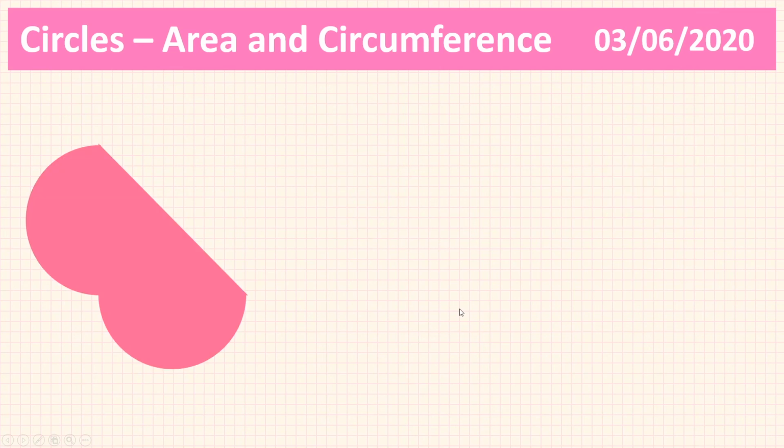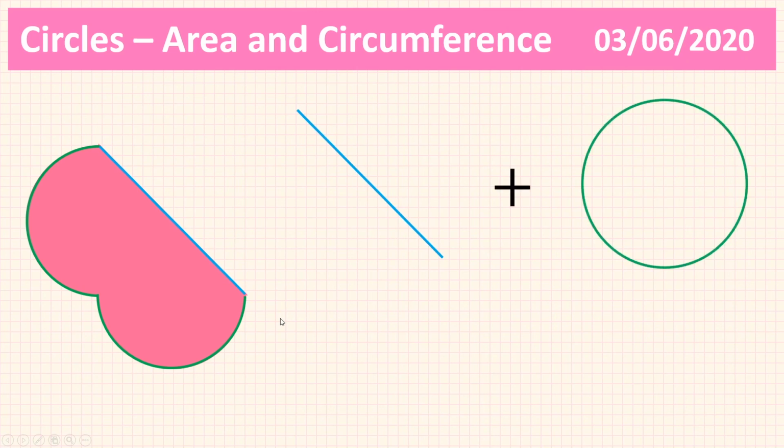Okay, what about the perimeter of this shape? It's the same process again. We find out the perimeters of these 2 semicircles, the outside parts of these 2 semicircles, which would be the circumference of 1 circle, and this length here. So then you have the length plus the circle to work it out.